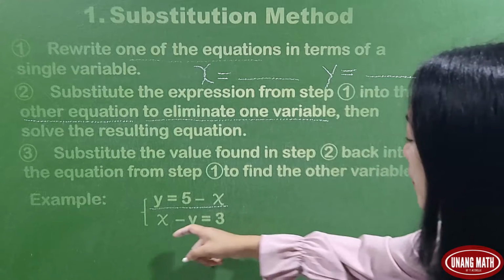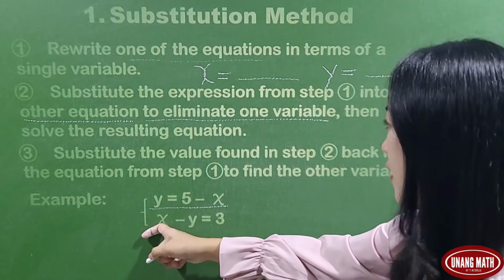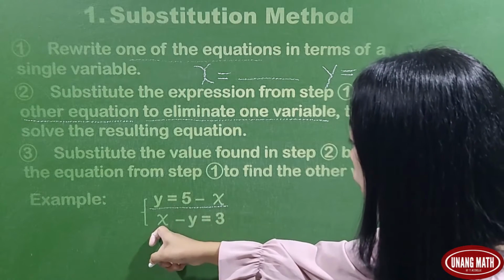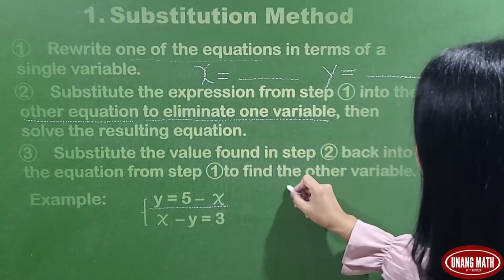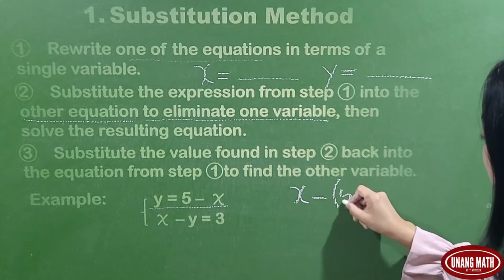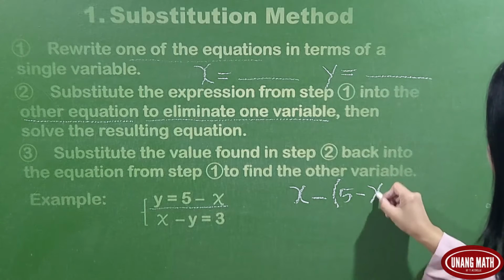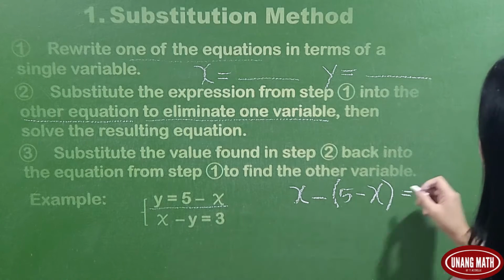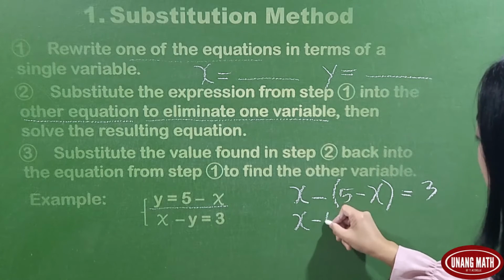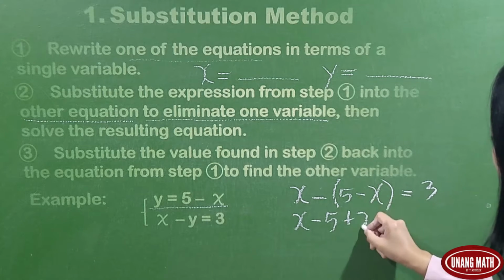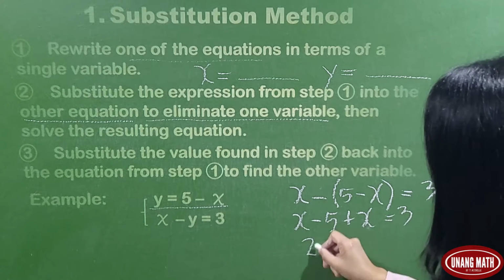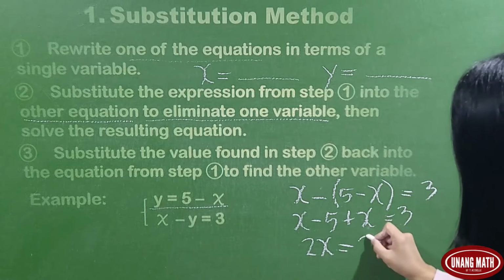Okay, let's substitute. Our other equation here is x minus y is equal to 3. So y is 5 minus x. So we have here x minus (5 minus x), and this is equal to 3. Let's simplify. So this is x minus 5 plus x is equal to 3. x plus x is equal to 2x, and this is equal to 3.